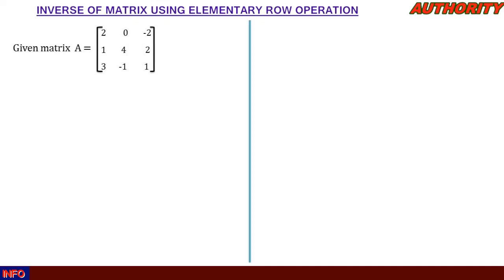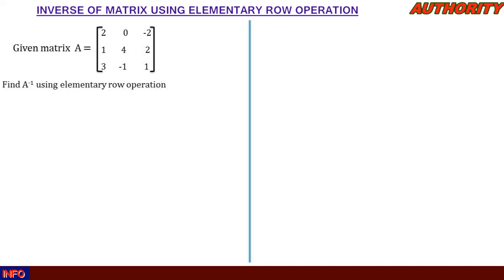All right. The second example says, given matrix A is equal to 2, 0, minus 2, 1, 4, 2, 3, minus 1, 1. And this is a 3 by 3 matrix. The question is, find the inverse of this matrix using elementary row operation. We are asked to find the inverse of this matrix using elementary row operation.